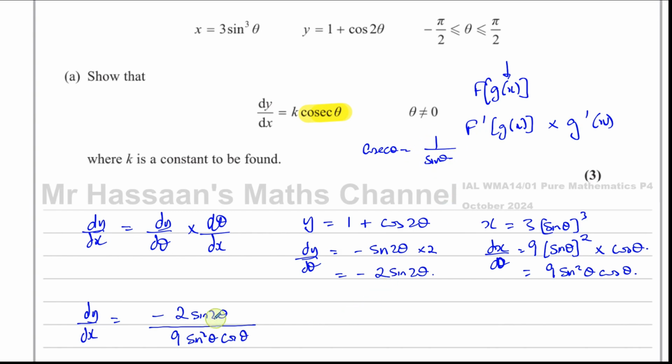So it would make sense for me to change this now into a single angle. So we know that sine 2 theta from our double angle formulae, which is not in the formula book, but we should know it. The sine of 2 theta is 2 sine theta cosine theta. This is from P3 work and something that we should memorize.